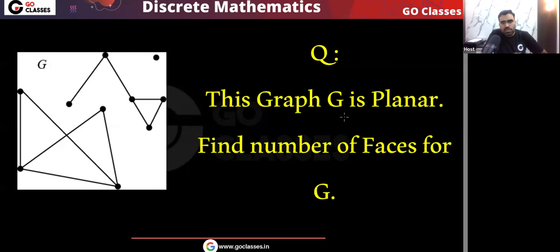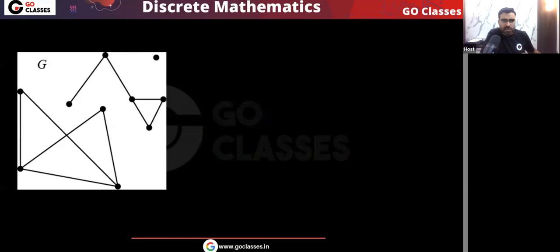See, if a planar graph is given to you, it is already given that it is a planar graph, then remember to find the number of faces you don't have to convert the graph into a planar representation, because you can apply the Euler formula. The Euler formula will give you the answer. Or, if you don't want to apply the Euler formula, you convert your graph into a planar representation, and then you can count the number of faces. Here, very easily, you can just apply the Euler formula.